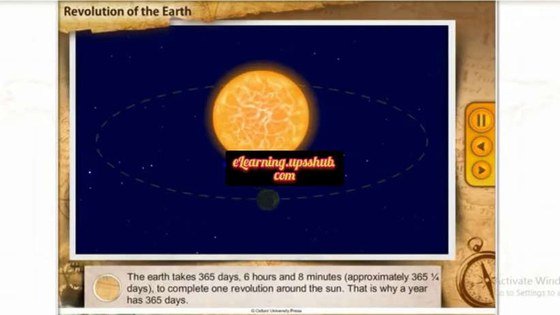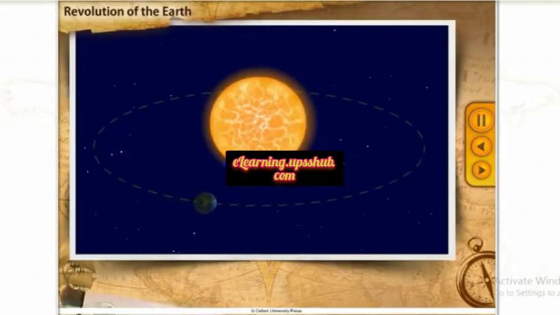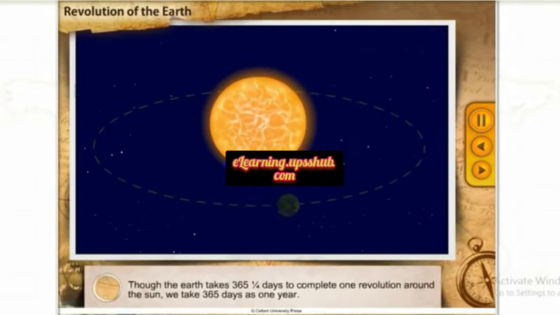It actually takes the Earth 365 days, 6 hours and 8 minutes, approximately 365 1/4 days, to complete one revolution around the Sun. That is why a year has 365 days, because we cannot add a quarter, 6 hours and 8 minutes, in the counting of the days. So what they do is they add the quarters together, and when you add it together 4 times, you get one extra day, making it 366 days, and that is what we call a leap year. So you celebrate a leap year every 4 years.